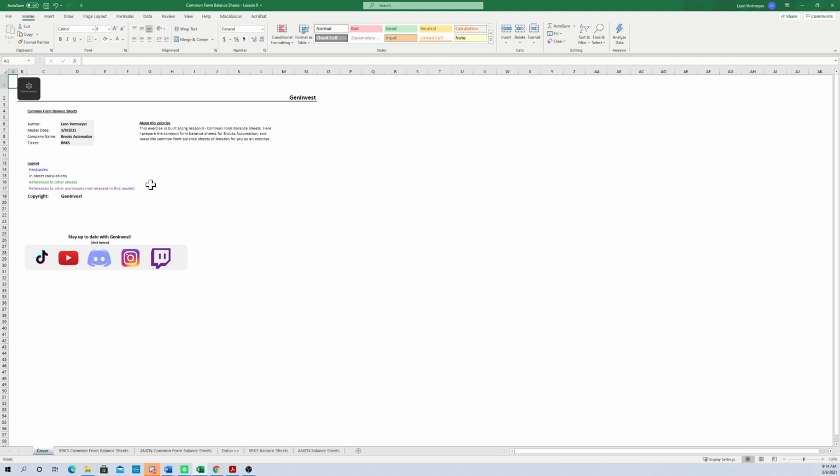For those of you who have been keeping up with the course, this is pretty similar in nature to lesson 7, the common form income statement. Again, the common form income statement was a way to view the trend of different accounts or line items on the income statement over time as a portion of revenue. Similarly, the common form balance sheet is a way to understand the trend of particular balance sheet line items as a portion of total assets or total liabilities plus equity.